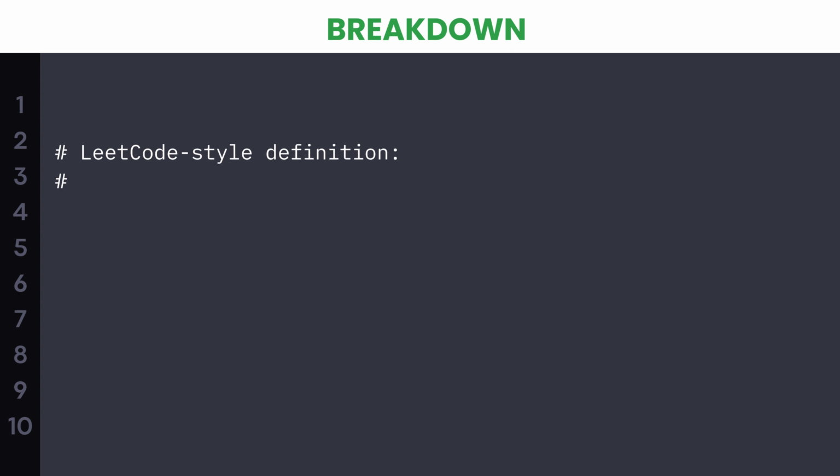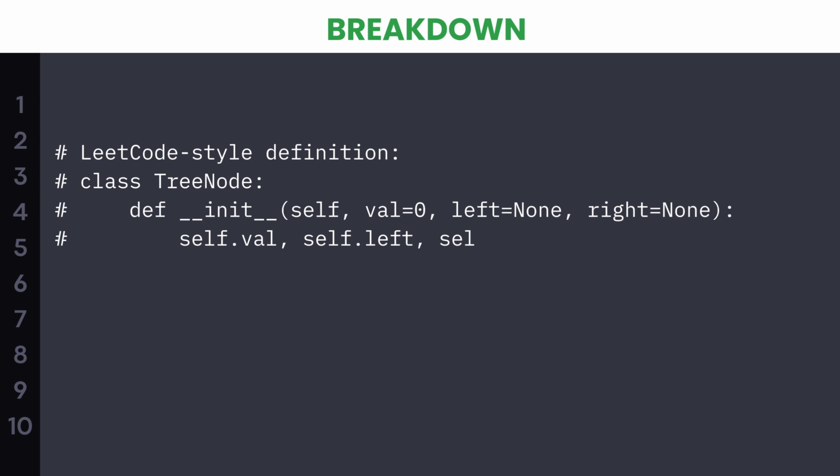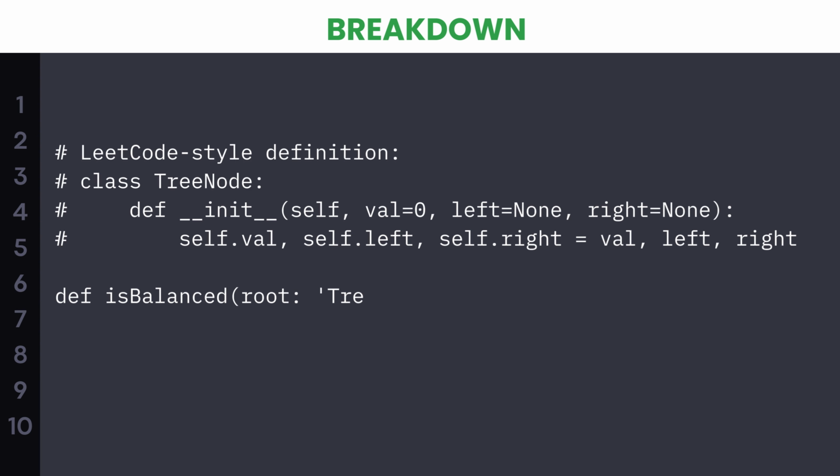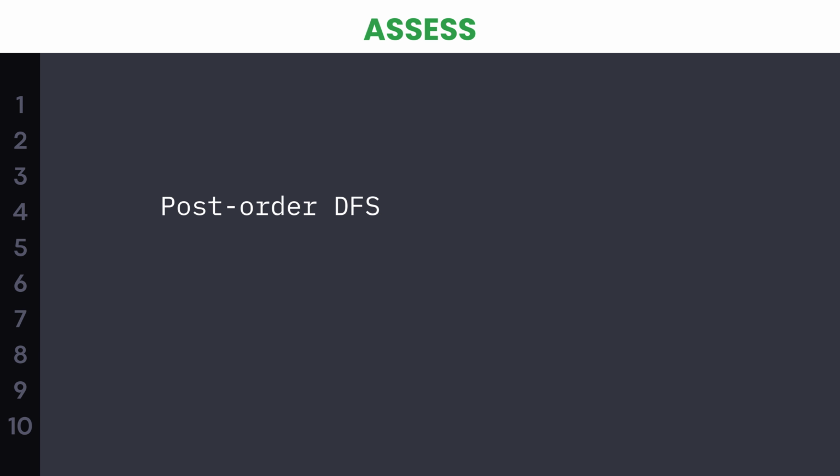We're given a binary tree root. A tree is balanced if, for every node, the absolute difference between the heights of its left and right subtrees is no more than 1. We must return true or false. A naive approach calls height for every node, making it O(N squared) in the worst case.